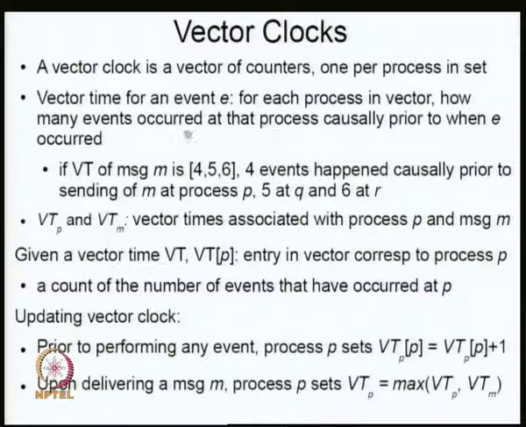Again, just to remind you, if you look at a vector time, it says for each process in the vector, how many events occurred in that process causally prior to when E occurred. So, that gives you a fairly good view of what is going on in the system. And you can use that to determine which is before, which is after.